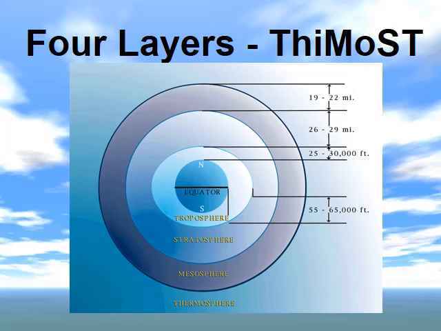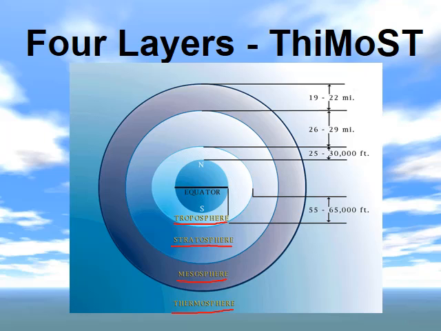So there's 4 layers of the atmosphere. The layer closest to where we live, the layer that directly surrounds the Earth, is called the Troposphere. The next layer up is called the Stratosphere. The next layer up is called the Mesosphere. And finally, the uppermost layer is the Thermosphere.